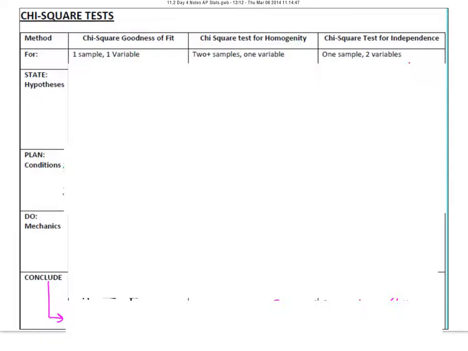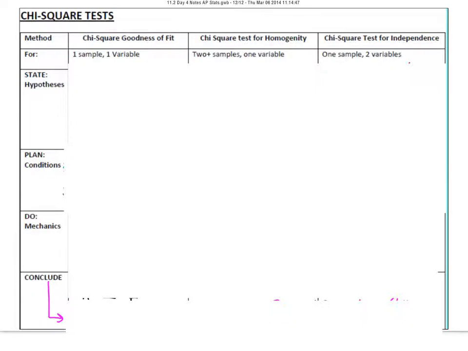So ultimately, we have talked about 3 different chi-square tests. You do want to become proficient at telling the difference between them. I think the easiest way is right here. Just remember, goodness of fit is 1 sample, 1 variable. Test for homogeneity is that 1 variable, but 2 or more samples. And then the chi-square test for independence or association, whichever word you want to use, is 2 variables, but only 1 sample.